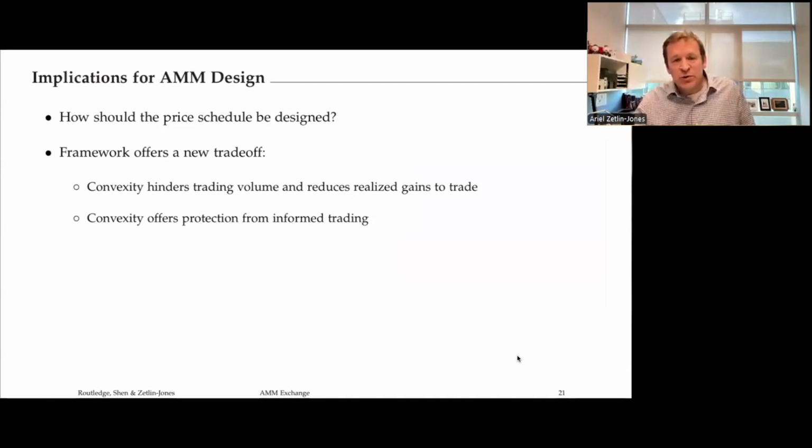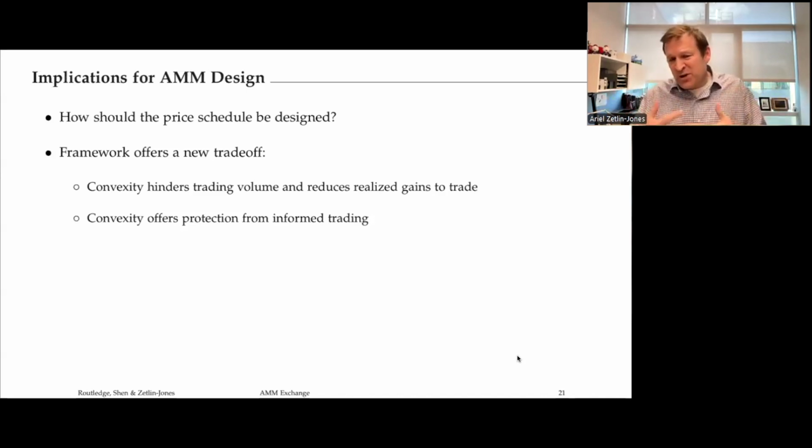I think it's a huge, important question. I think there are lots of ways to attack how these price schedules, these pricing curves, should be designed. I just want to highlight our framework gives a bit of a new trade-off, which is that in a model with linear traders and heterogeneous beliefs, what you want to do is maximize the amount of trade. When you have convex prices, what you're doing is limiting trade. You're forcing trade to be less than would happen with what economists are used to, which is linear pricing.